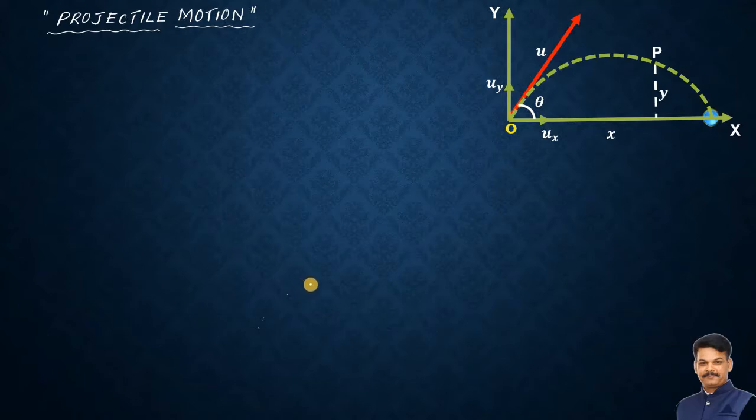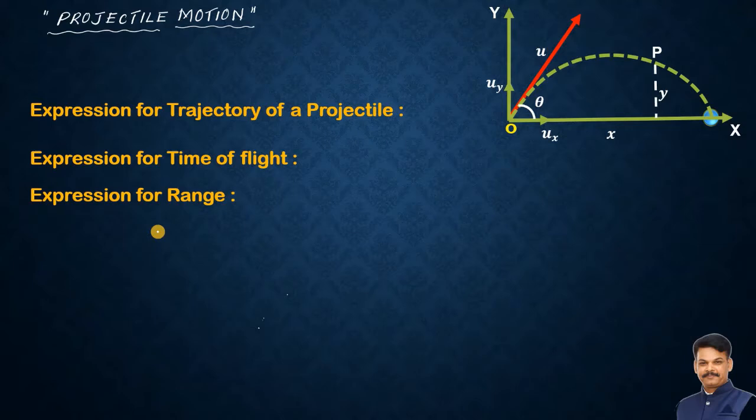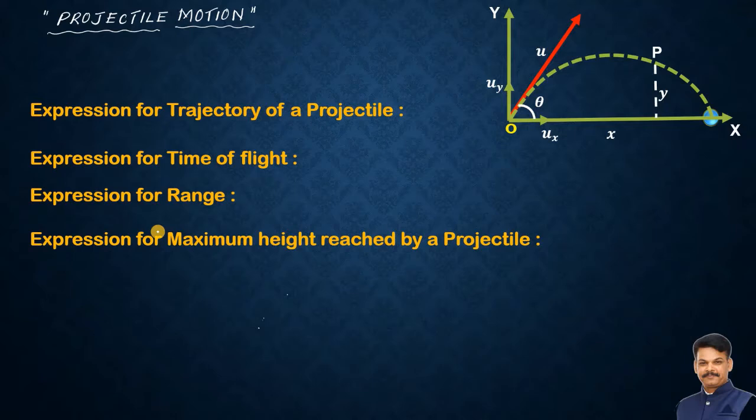Dear students, in our last video we have learnt about the projectile motion, and under the projectile motion we covered the equations which are related with the trajectory of the projectile, the expression for time of flight, the expression for the range, and we derived the equation for maximum height reached by the projectile.